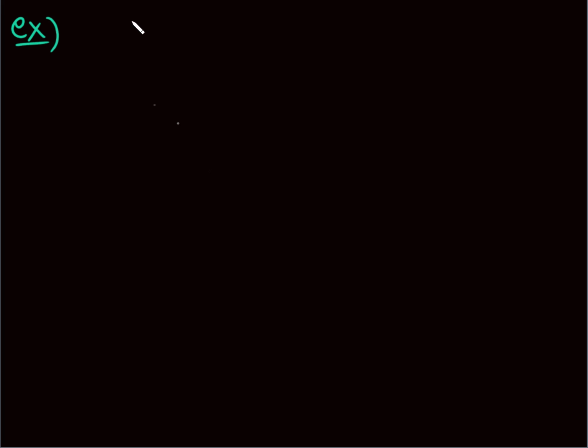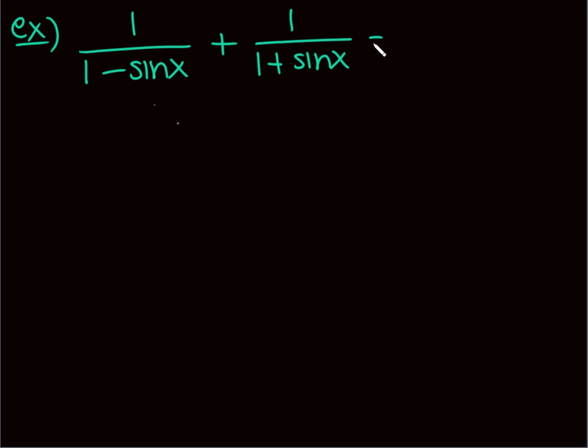I'm just going to keep using, well, that was theta. I'm going to go to x's. Let's show that 1 over 1 minus sine x plus 1 over 1 plus sine x equals 2 secant squared of x. I keep using secants, but that's okay. So clearly the more complicated side is the left-hand side. Rewrite it, don't be lazy, rewrite it.